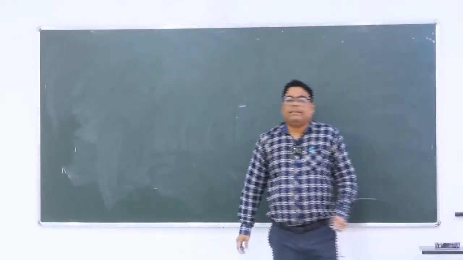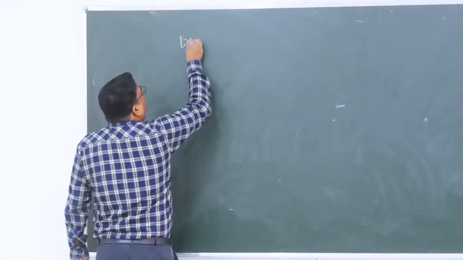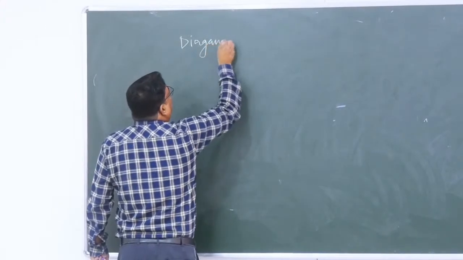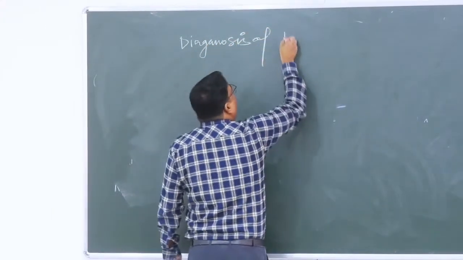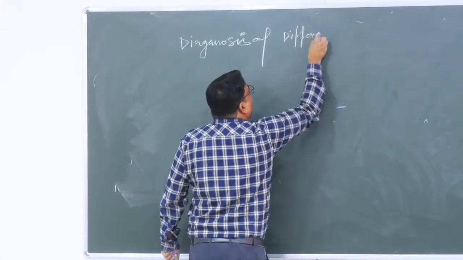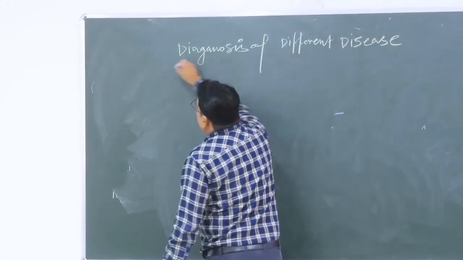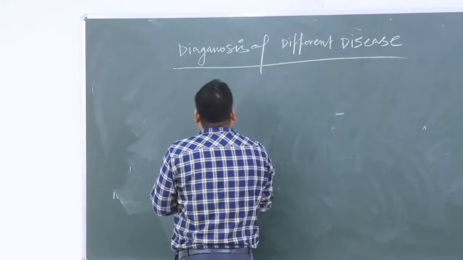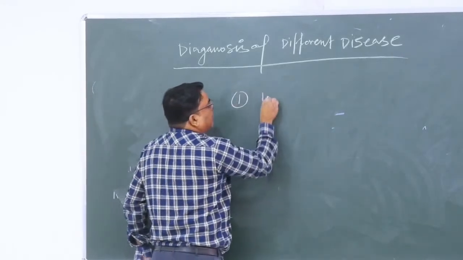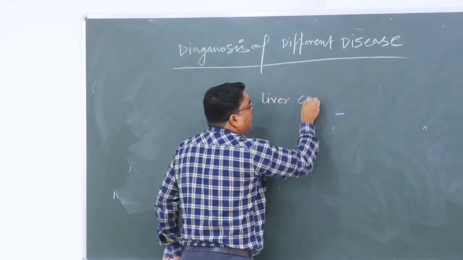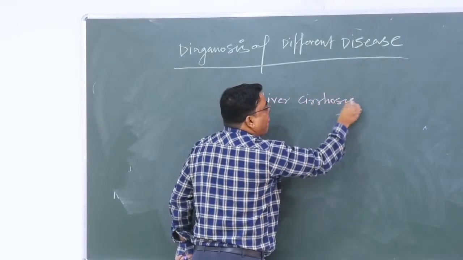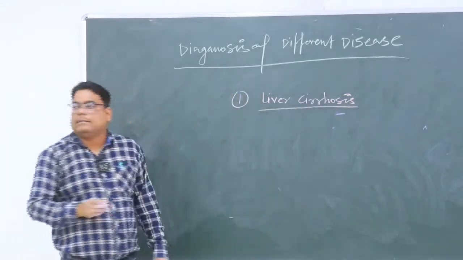With the help of a densitometer, we can check the density of this pattern. These patterns are helpful for the diagnosis of different diseases. Which ones? The first one is liver cirrhosis.